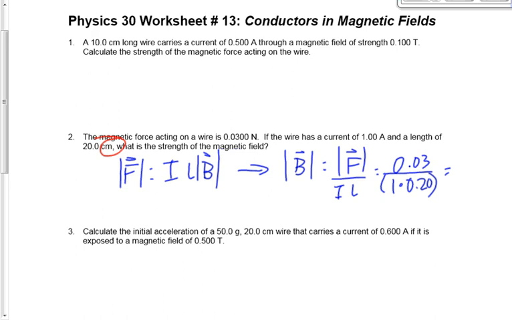0.03 divided by 0.2 would be, I'm going to say 0.15 newtons. Is that okay? Who asked me for number 2? Good? Did I make a mistake? Oh, sorry. Sorry, we're looking for magnetic field, so it should be Tesla. You're right. Newtons would measure force, right? Good, thank you.